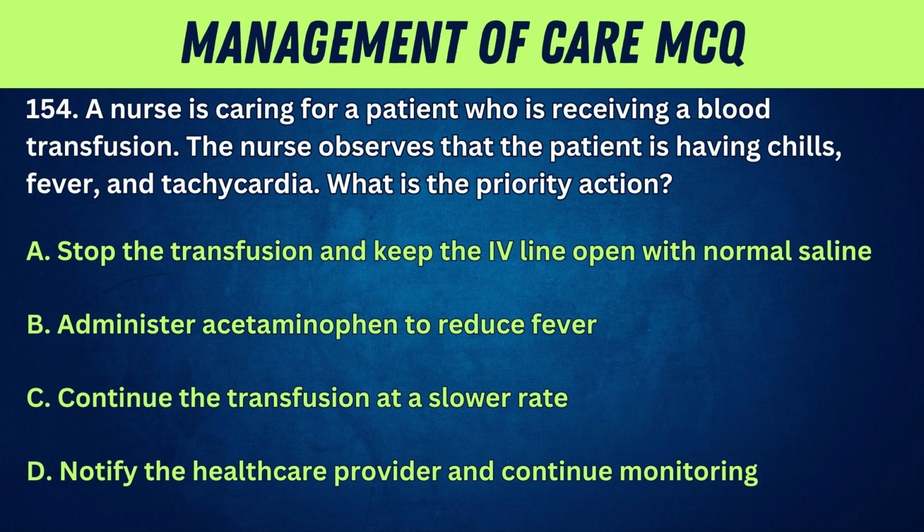154. A nurse is caring for a patient who is receiving a blood transfusion. The nurse observes that the patient is having chills, fever, and tachycardia. What is the priority action? A. Stop the transfusion and keep the vein line open with normal saline. B. Administer acetaminophen to reduce fever. C. Continue the transfusion at a slower rate. D. Notify the healthcare provider and continue monitoring.